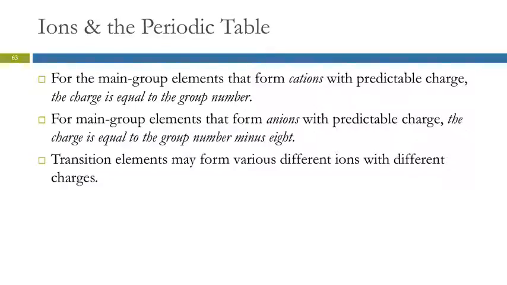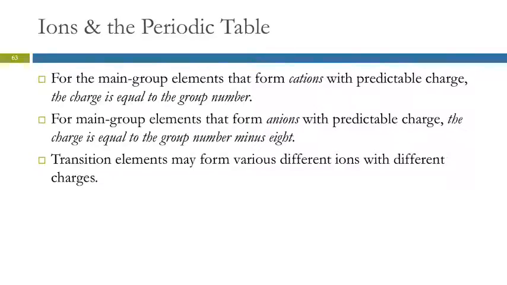So for the main group elements that form cations with a predictable charge, the charge is equal to the group number. The group 1A's form +1, the group 2A's form +2. For the main group elements that form anions, the nonmetals form negative ions. Their charge is equal to the group number minus 8. And I'll show you another way to remember that too.